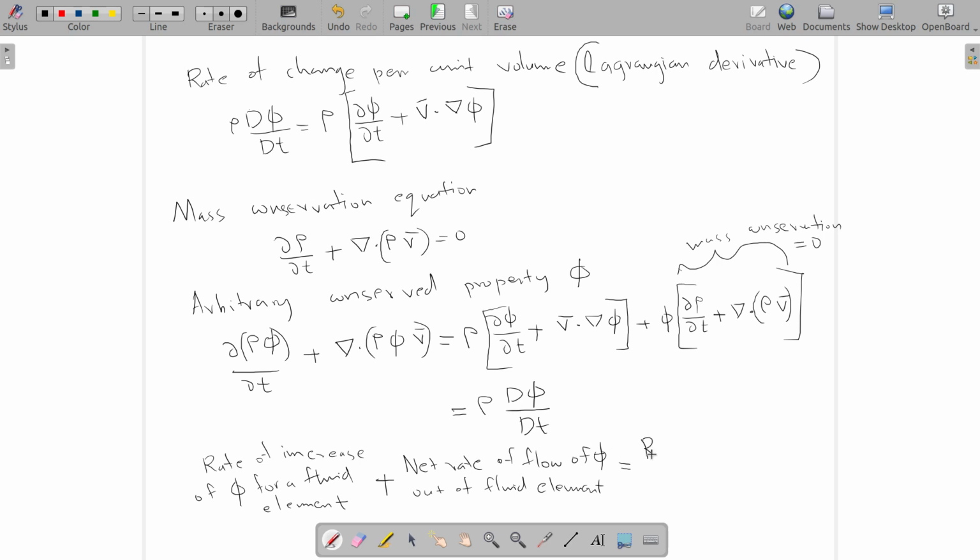So what is the material derivative? Rate of increase of phi for a fluid particle, right? We will follow a fluid particle. So the rate of increase of phi for a fluid element, which is our common spatial derivative, plus divergence of rho phi v, which means net rate of flow of phi out of the fluid element, should be equal to the material derivative, which means rate of increase of phi for a fluid particle.